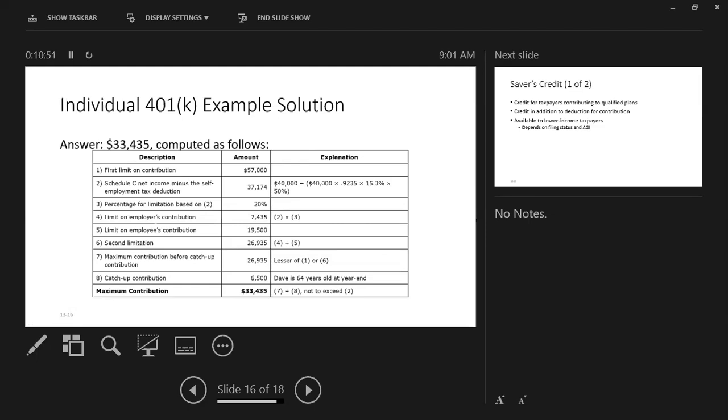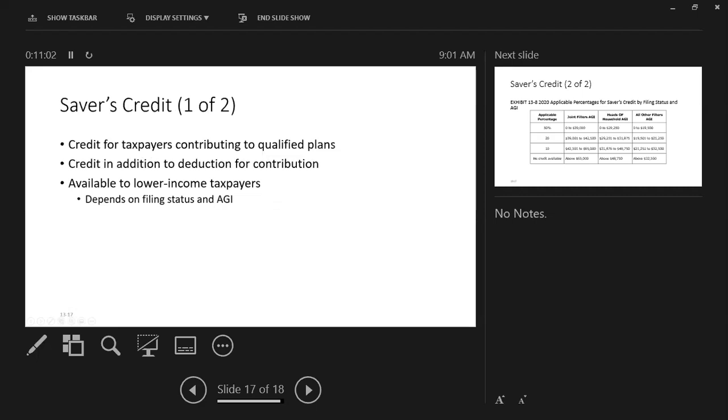Let's see if we want to do anywhere else. Let's see. We did that one. Take a look at the bottom of page 1329, just so you can see this. And we'll talk about the saver's credit and we'll be done. Assume the same facts as above, except Dave earned $10,000 of Schedule C rather than 40. What is his maximum contribution?